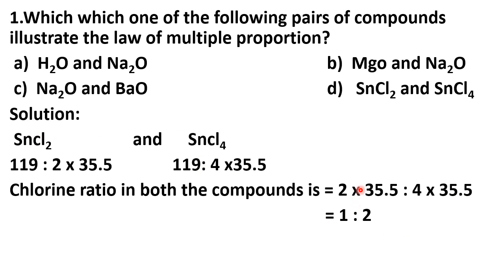So if you simplify this, you will get a ratio of 1 is to 2. Here chlorine combines with the tin in a ratio of small whole numbers. So the mass of chlorine which combines with the fixed mass of tin will always be in a ratio of small whole numbers, that is 1 is to 2. Therefore, the correct option is D.